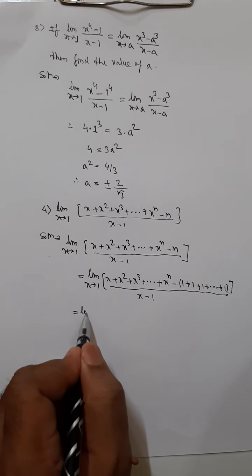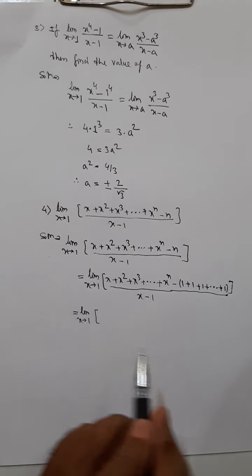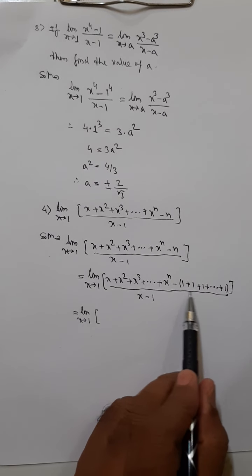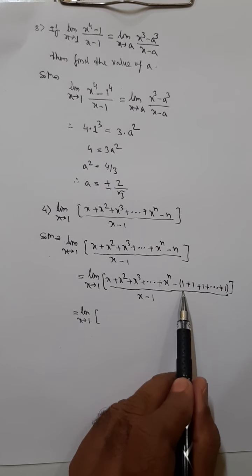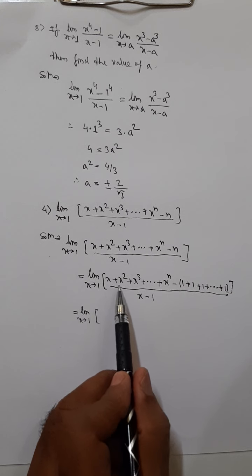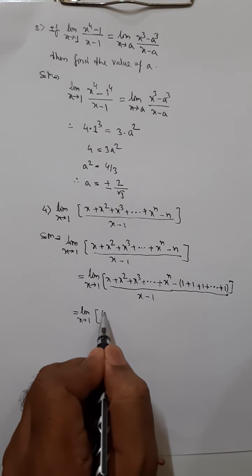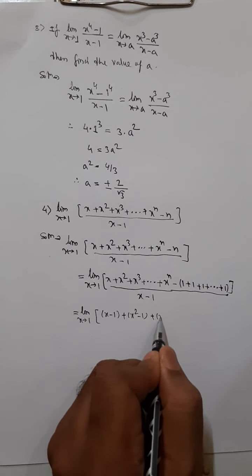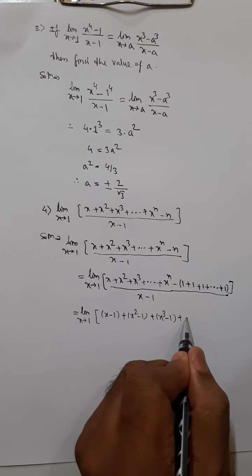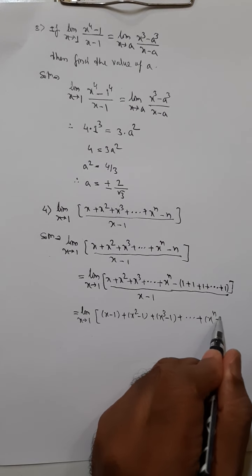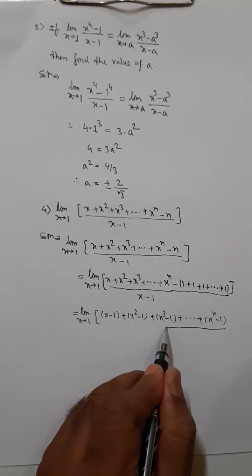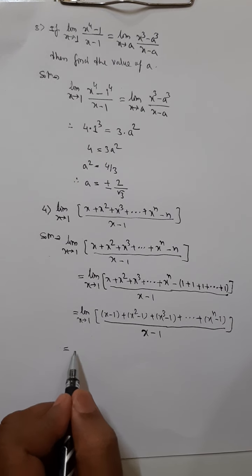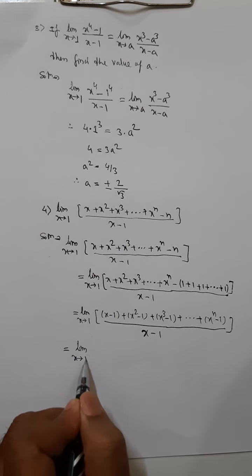It is equal to limit as x tends to 1. So here, minus in the bracket, there are n terms, so we multiply the minus sign to each term. We get minus 1, n times. Combine this minus 1 with each term, the first term, second term, third term and so on. So we can write x minus 1 plus x square minus 1 plus x cube minus 1 plus, continuing, x to the power n minus 1, divided by x minus 1. Then divide each term by x minus 1.